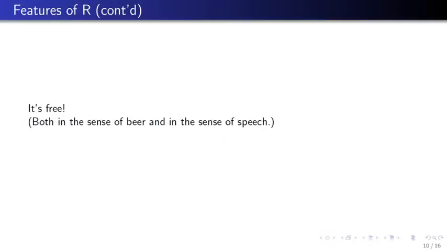Of course, probably the most critical feature of R is that it's free, both in the sense of free beer and the sense of speech. So what I mean by that is that it doesn't cost any money, so you can download the entire software from the web, and also it's free software.